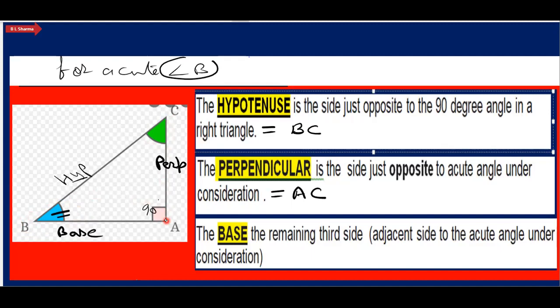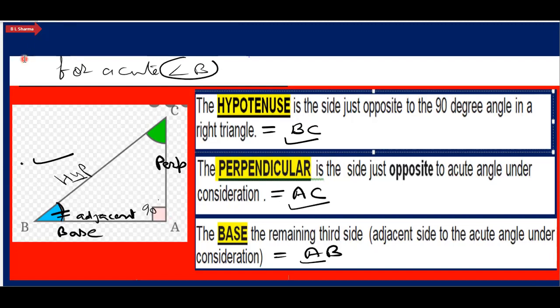Yes, that is the base. You can also take it this way: the adjacent side of the acute angle we have considered. Look, an acute angle has two adjacent sides. One side is the hypotenuse, which we do not have to take, so the other adjacent side will be the base. So in case of this acute angle B, the base is AB. In this way, for any acute angle, we first have to identify the three sides: hypotenuse, perpendicular and base.